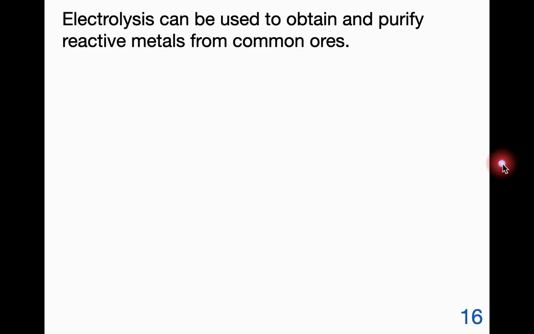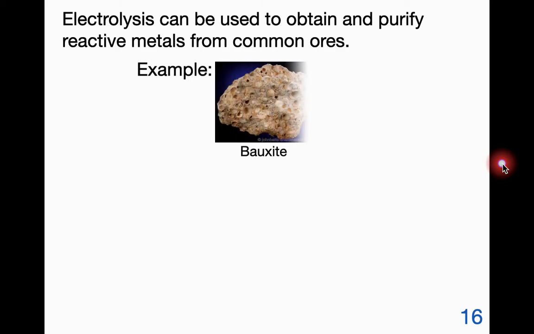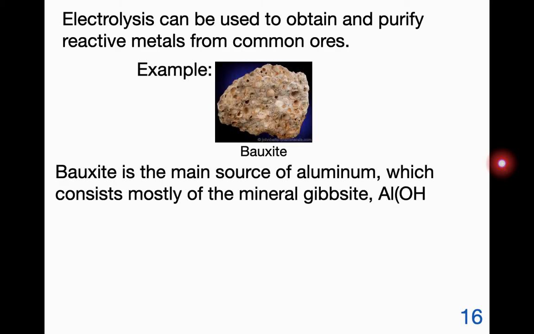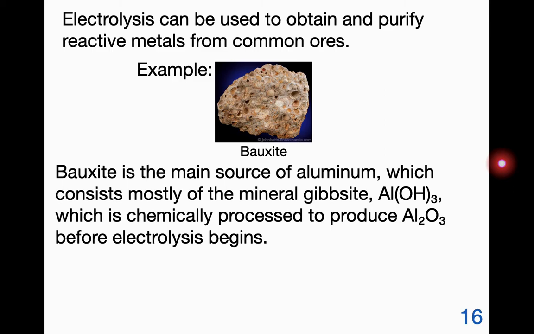Electrolysis can be used to obtain and purify reactive metals from common ores. An example is bauxite. Bauxite is the main source of aluminum, which consists mostly of the mineral gibbsite, which is aluminum hydroxide, which is chemically processed to produce aluminum oxide before electrolysis begins. So if you take this mineral, various chemical processes reduce it, using the term reduce figuratively, to aluminum oxide, and then have it undergo electrolysis to produce aluminum.